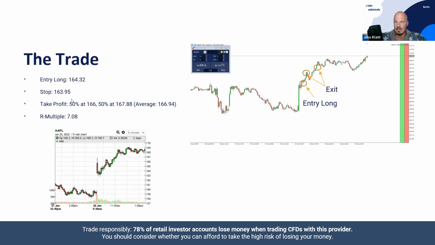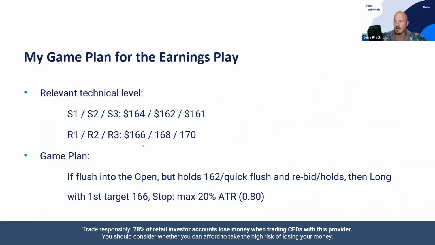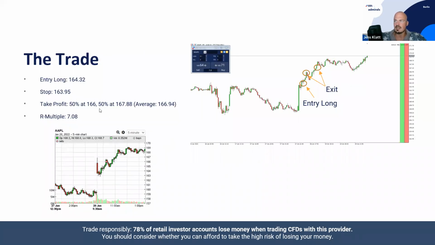Obviously, this is in my game plan. And then I have my take profit levels on the upside. Given the R1, R2, it's 166, it's 168. And this is exactly what I did, with an average exit of the position at 166.94, giving me an R multiple of 7 to 1. So for each euro I risked, I made 7, or in this case USD. And in fact, that's the trade.